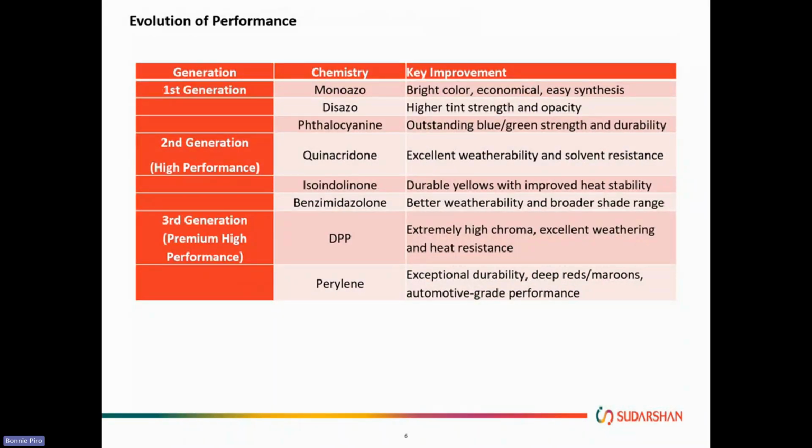If you also think about them from a generational perspective, the first generation were the classical pigments: the monoazo, diazo, phthalocyanines, and the like. The second generation, or the first generation of high performance, were the quinacridones, the isoindolinones and benzimidazolones. The premium high performance, or third generation, would then be the DPP and perylene type chemistries.